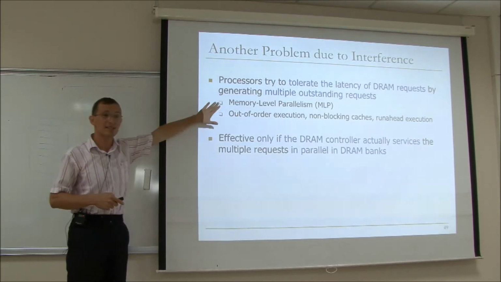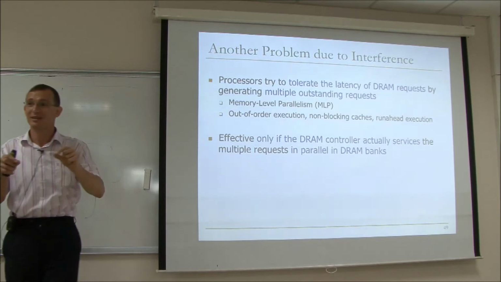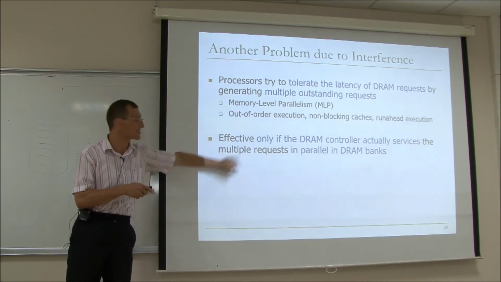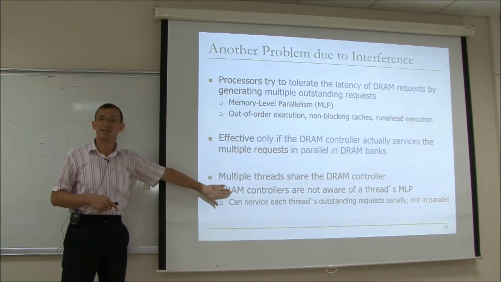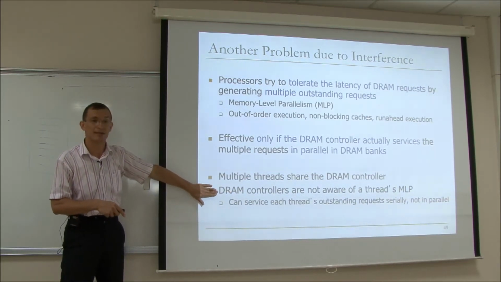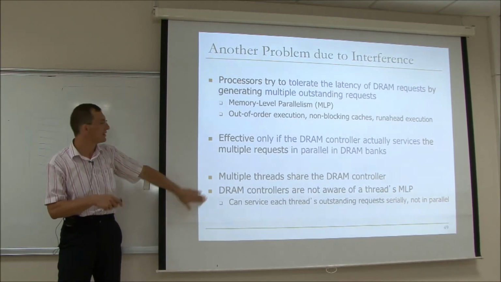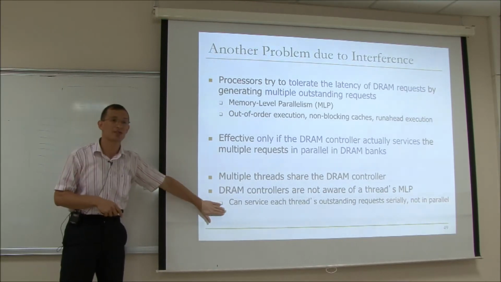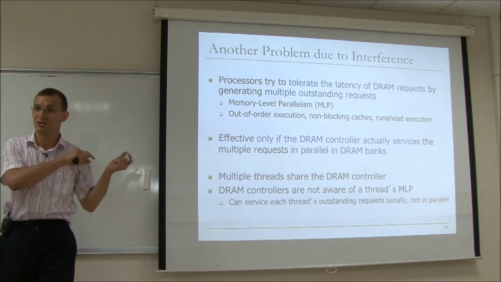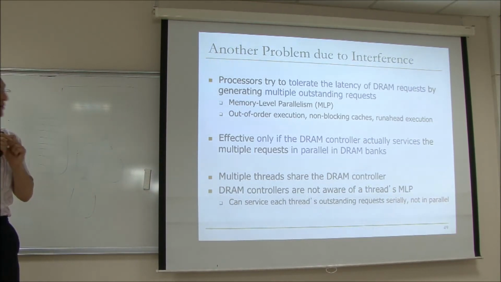This is effective only if the DRAM actually services these multiple requests in parallel in the DRAM banks. Right? When multiple threads share the DRAM controller, and if the DRAM controllers are not aware of a thread's memory level parallelism, this may not be the case. DRAM controllers can service each thread's outstanding requests serially and not in parallel. I showed you this earlier, and I'm going to go into detail a little bit more.